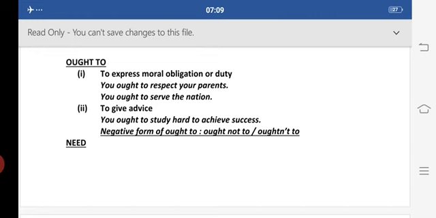Ought to is also used to give advice. You ought to study hard to achieve success. Now suppose I have to give you a suggestion or advice, I can use ought to. Now here you have seen this example, you ought to study hard to achieve success. Now negative use of ought to is not common, instead we can use shouldn't. There is a negative form of ought to, but this is not common. We use shouldn't in place of it.